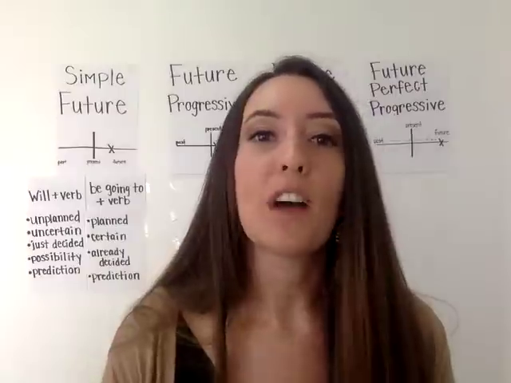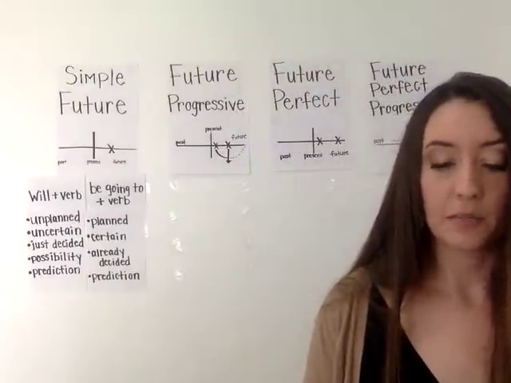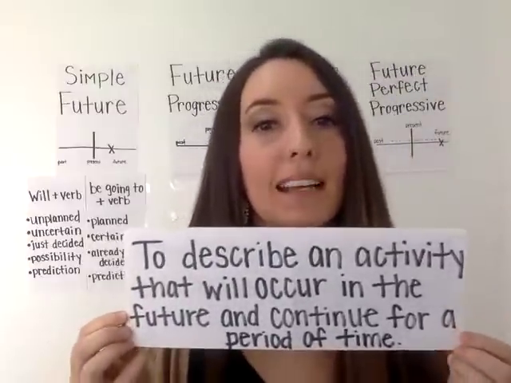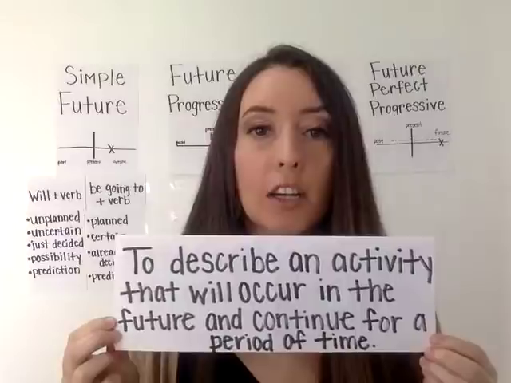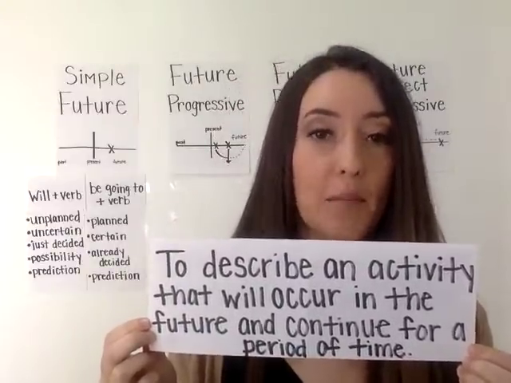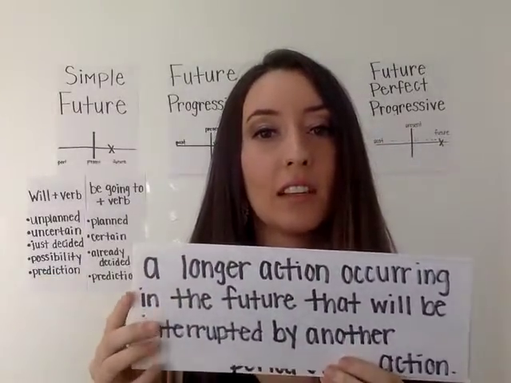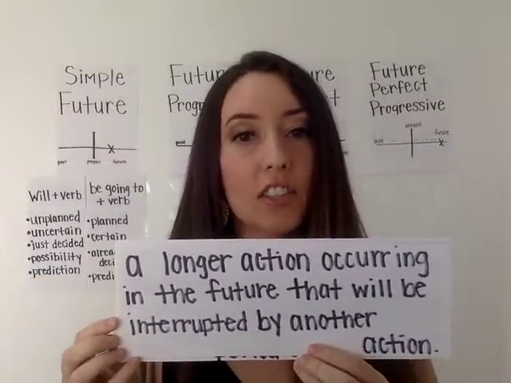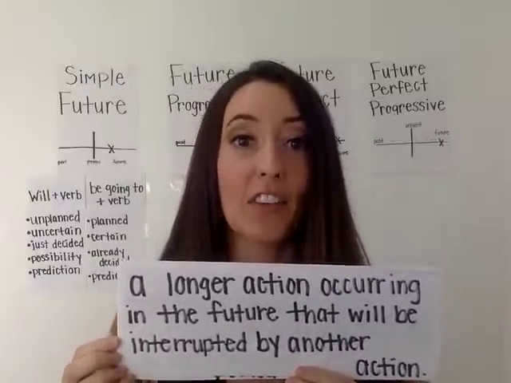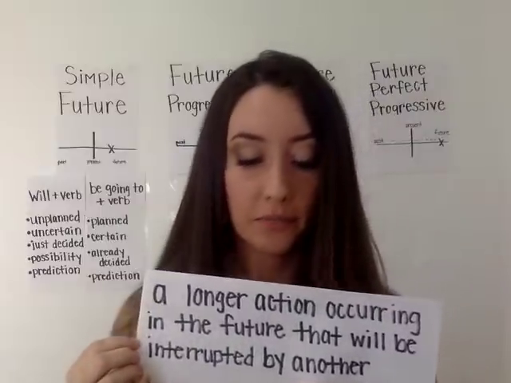Okay, let's move on to future progressive. Future progressive. So we use future progressive to describe an activity that will occur in the future and continue for a period of time. Or we use it to talk about a longer action occurring in the future that will be interrupted by another action. We use it for both of these reasons.